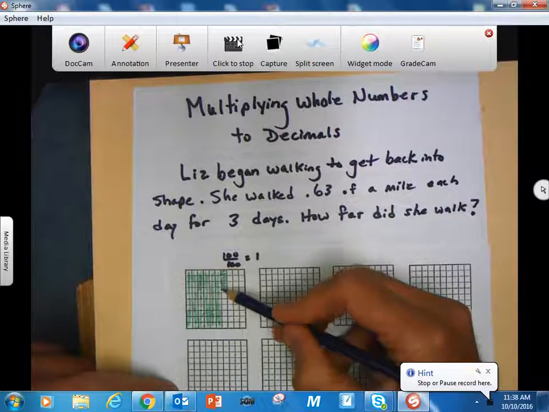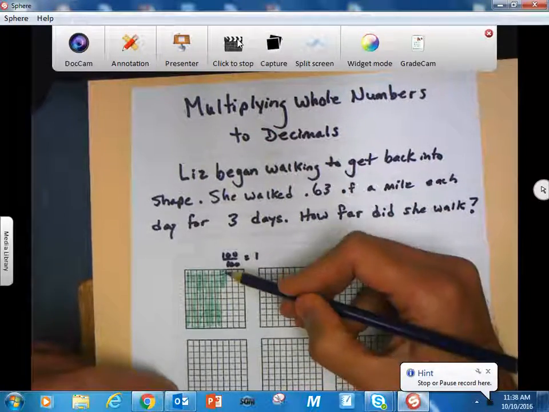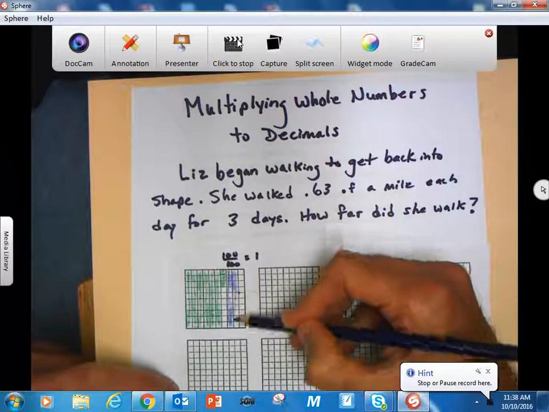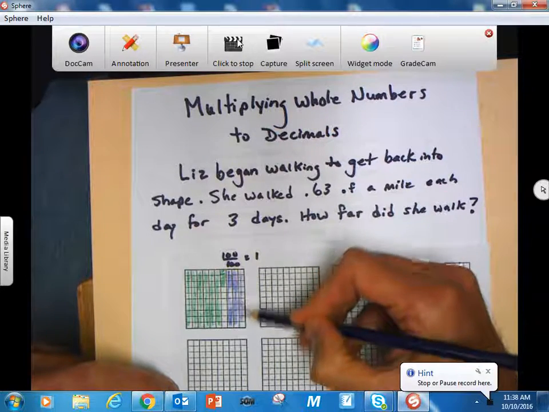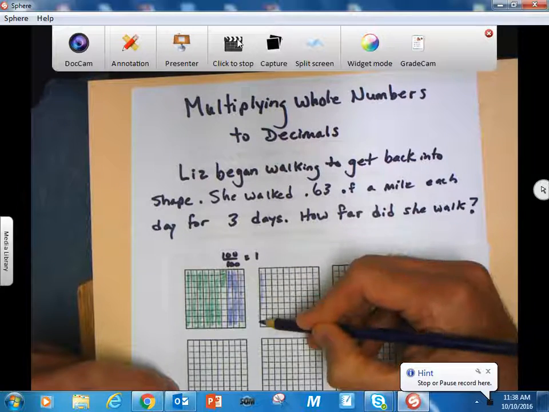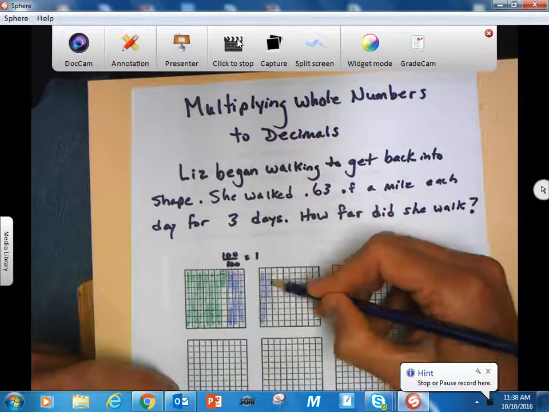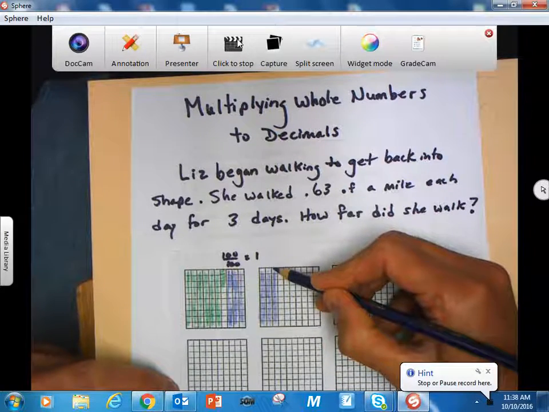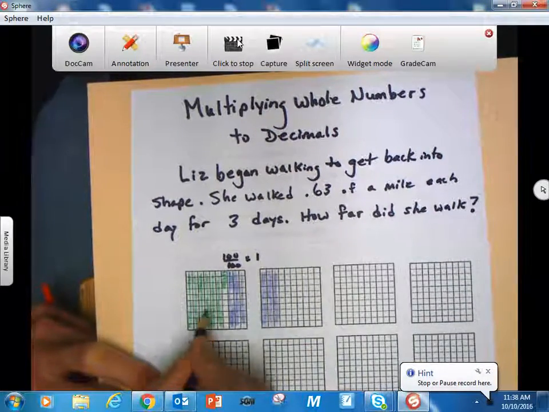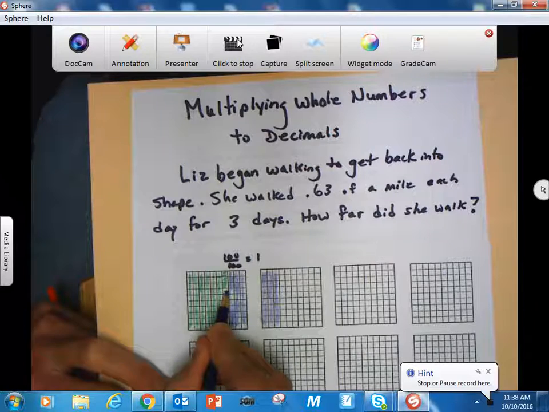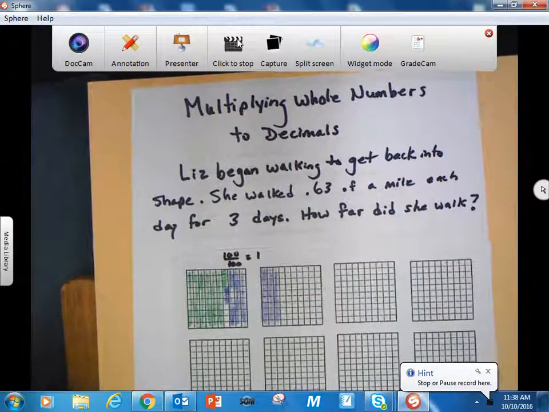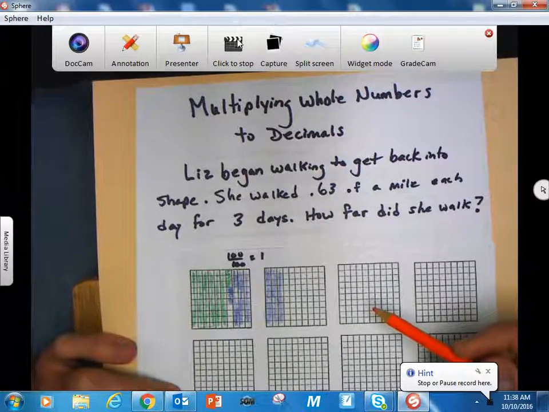I'm going to go ahead and shade in 63 more for another color here. Actually, I'm going to go to the next row here. I'll go 1 tenth, 2 tenths, 3 tenths, 4 tenths, 5 tenths, 6 tenths. And since I have some spaces left over here, I'm going to shade in 1 hundredth, 2 hundredths, 3 hundredths. So there's 63 hundredths shaded in. There's 2 colors. And I'm going to use my last color and do the same process again.